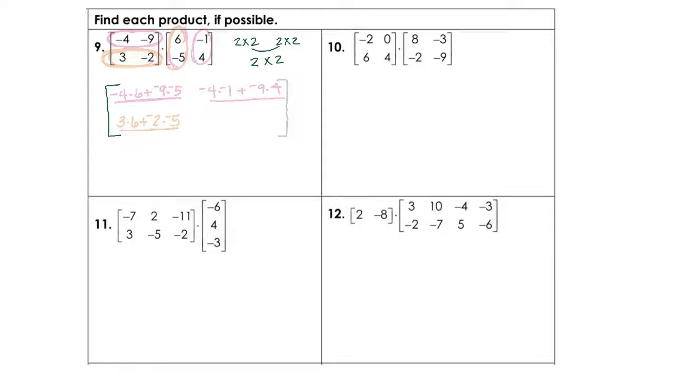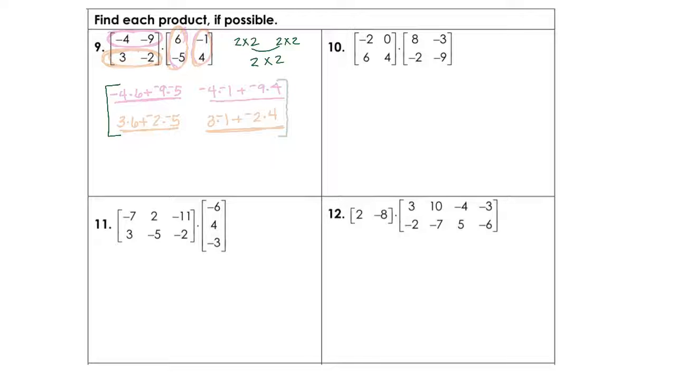That's going to be your next element. And then the final element, you're going to multiply over here again. So you're going to get 3 times negative 1 plus negative 2 times 4. That's going to be your final element there.